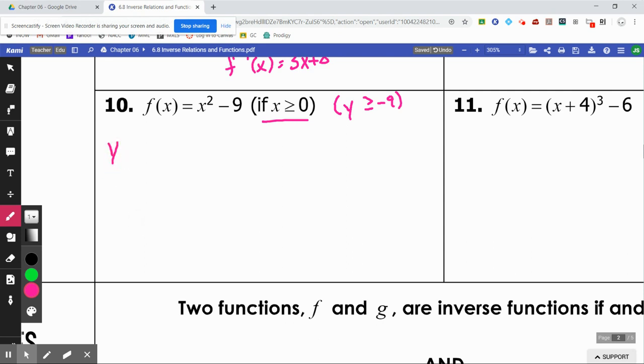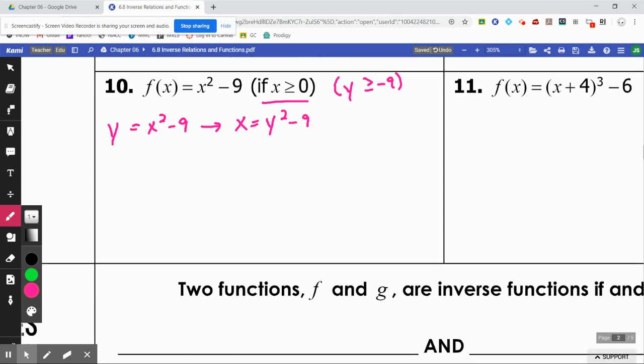So now your function is y equals x squared minus 9. The inverse would be x equals y squared minus 9. Move the minus 9 over. You now have x plus 9 equals y squared. To get rid of a square, you're going to do plus and minus the square root of x plus 9 is equal to y. Now let's think about that though.